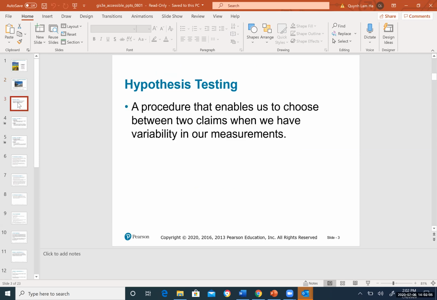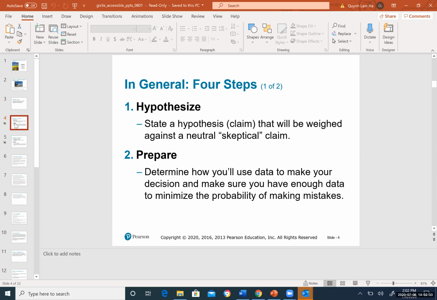So for this slide, hypothesis testing, what does it mean? Hypothesis testing is just a procedure that enables us to choose between two claims when we have variability in our measurements. So these two claims, they're talking about the null hypothesis and the alternative hypothesis. So the example and more explanation are right here.